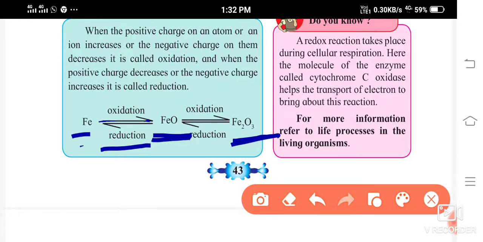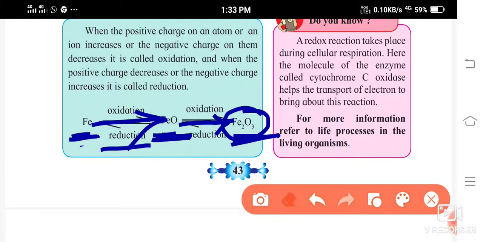Now see, Fe is going to gain oxygen and form FeO. So what type of reaction is this? This is an oxidation reaction because oxygen has been gained here. Now here also FeO has formed Fe2O3. So oxygen again has been gained in this case. So this is an oxidation reaction.